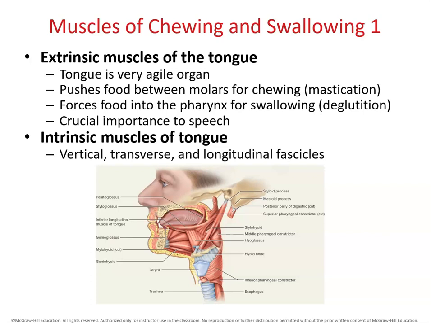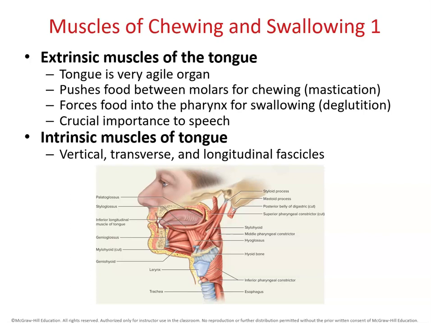Okay, so now we're on to chewing and swallowing. We have some extrinsic muscles of the tongue and also some intrinsic muscles of the tongue. The tongue is surprisingly agile. It can do a lot of different motions. Your tongue is crucially important in speaking. If a person were to severely injure their tongue, it's almost impossible to speak after that. Your tongue is also involved in your digestive system because it pushes food around in your mouth for chewing and also pushes food into the pharynx for swallowing.